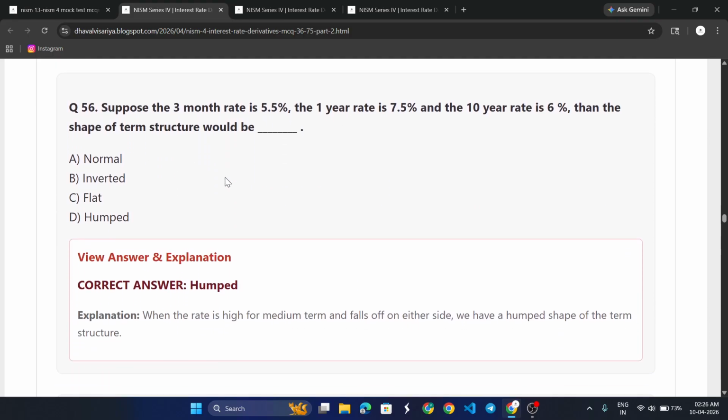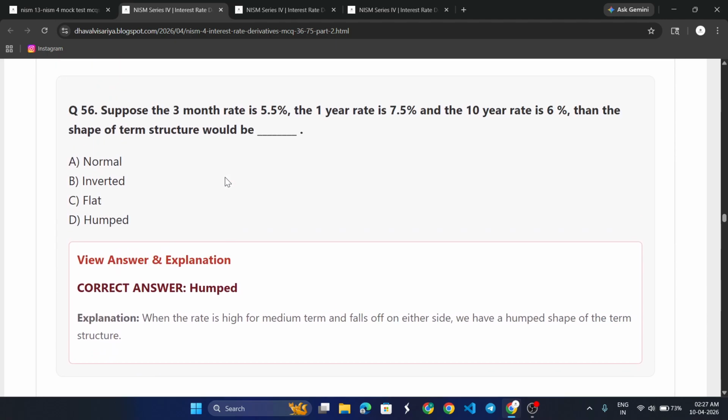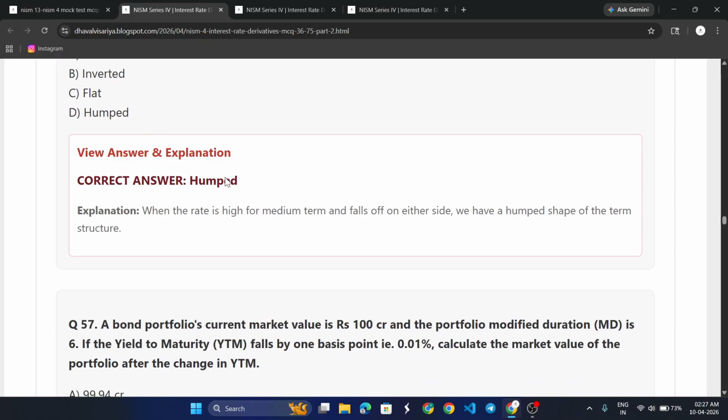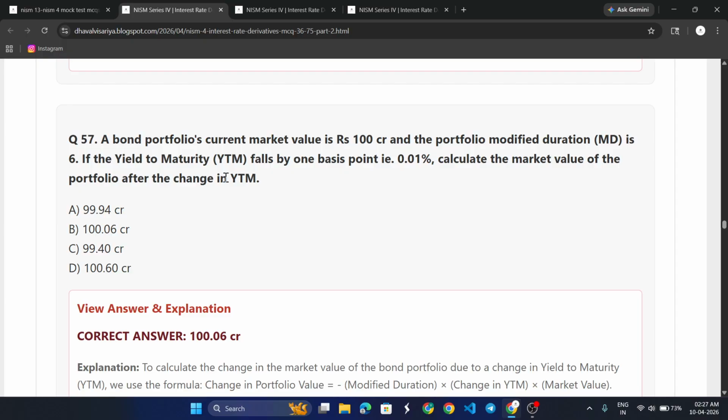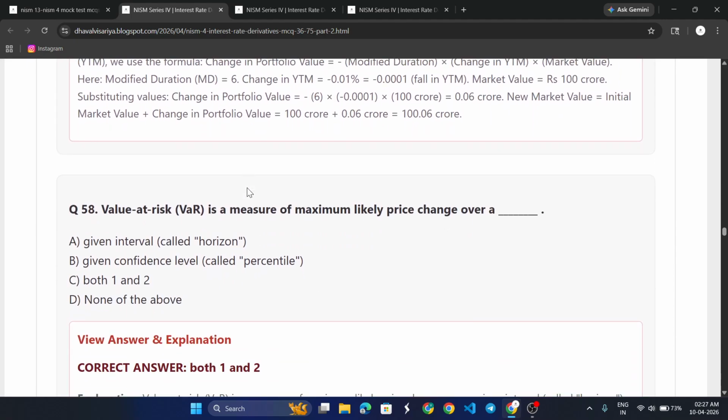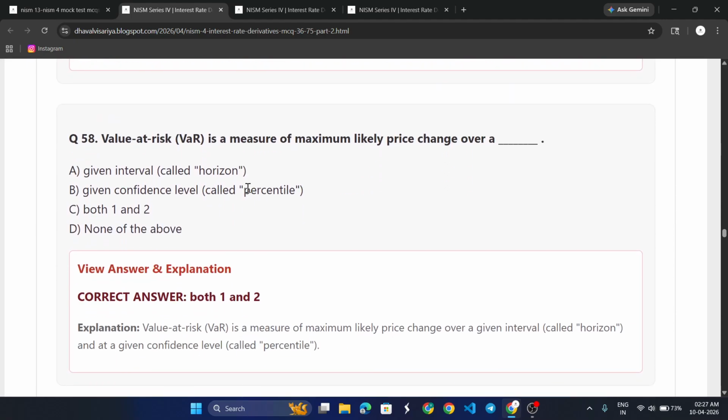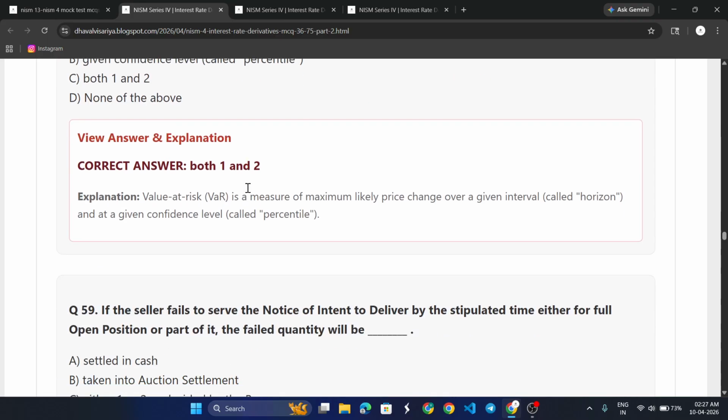Maybe physical or cash. Suppose the 3 month rate is 5.5, 1 year 7.5 and 10. It's a hump. ये एक बड़ा आ जाएगा जंप मार के नीचे आएगा, वैसा स्पीड ब्रेकर टाइप. A bond portfolio's current market value is 100 CR and the portfolio modified duration is 6. If the yield to maturity falls by 1 basis point, that is 0.01%, calculate the market value of the portfolio after the change in YTM. It's 100.06 CR. Value at risk is a measure of maximum likely price change over both 1 and 2.